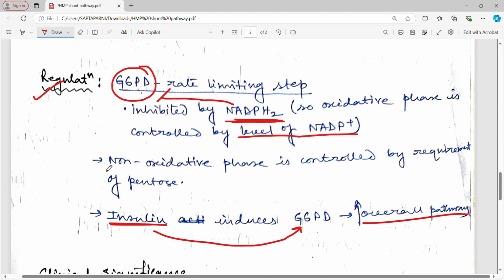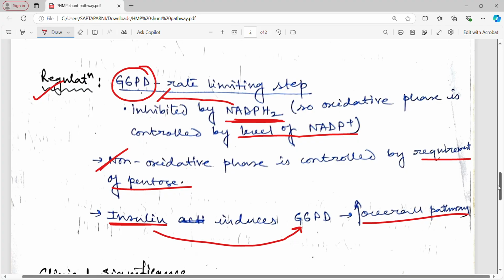On the other hand, the non-oxidative phase, the reactions after the formation of ribulose 5-phosphate, is controlled by the requirement of pentose in our body. If we have ample pentose in our body, the non-oxidative phase will not run, and if we have a dearth of pentose for the formation of DNA and RNA, then obviously the non-oxidative phase will run. So that is how the regulation of this pathway occurs.